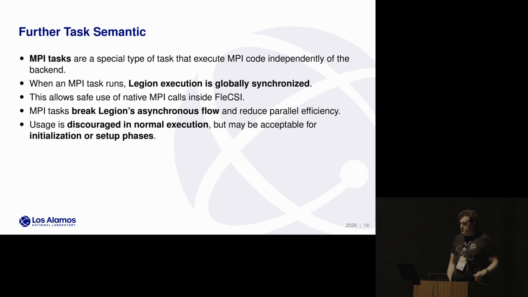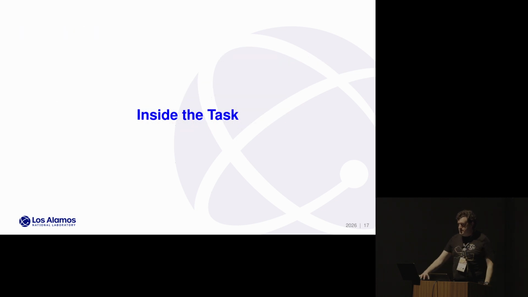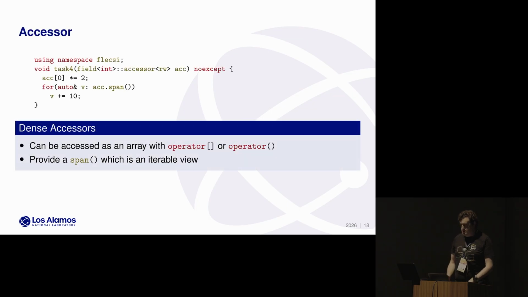So we have talked all this time about what it looks like to declare a task. We need to finally say what it means to define one, and the contents of a task are really quite simple. We have a field accessor, and we'll start with a dense accessor because that's the simplest case. The dense accessor can be accessed as an array because it is supplied with pointers to the data. You can use either operator square brackets or the parens to access it. In the latter case, you get bounds checking, so you can opt into that.